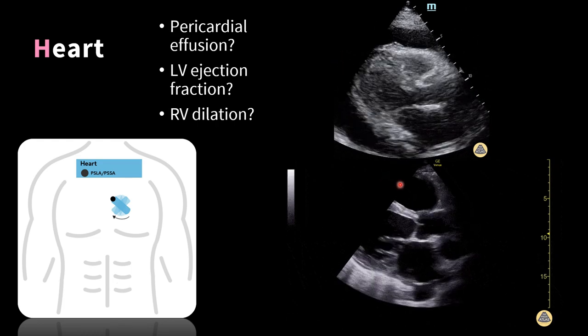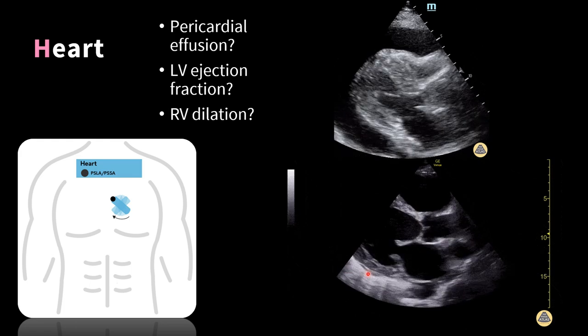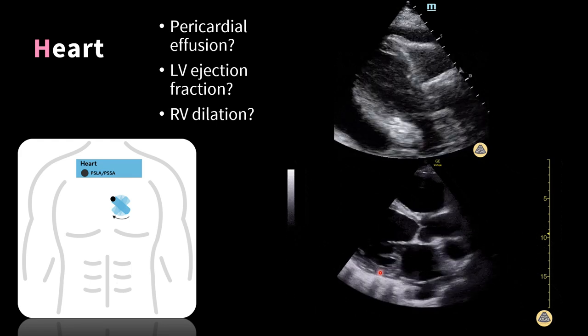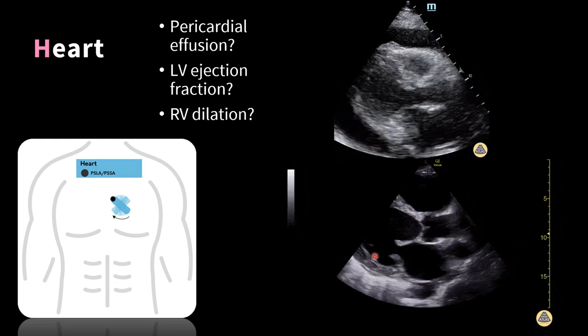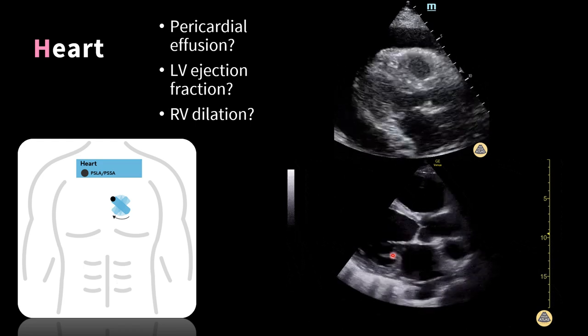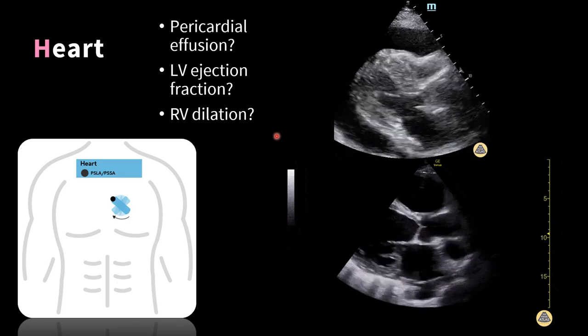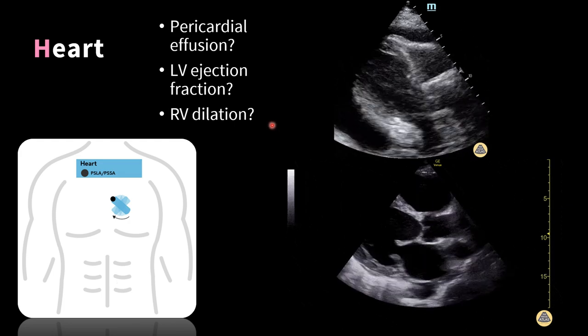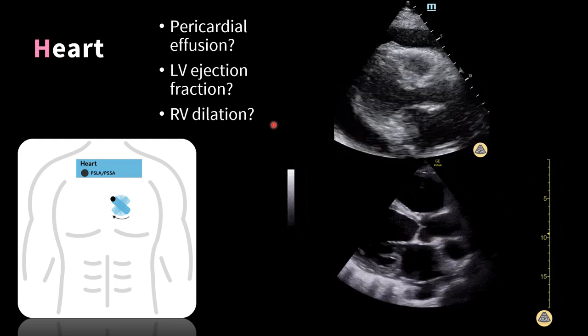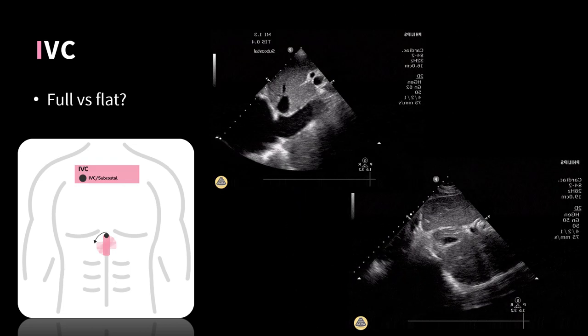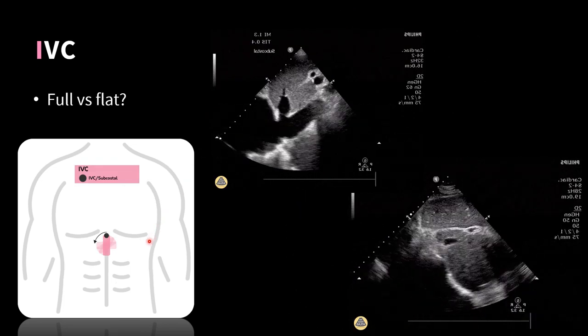Next, we'll move to the left ventricular ejection fraction seen here. This is a poor left ventricular ejection fraction as noticed by poor fractional shortening and mitral valve excursion here. And the third one, which is not shown, is right ventricular dilation, most often seen in the parasternal short axis view. Next, we'll move on to the inferior vena cava view.